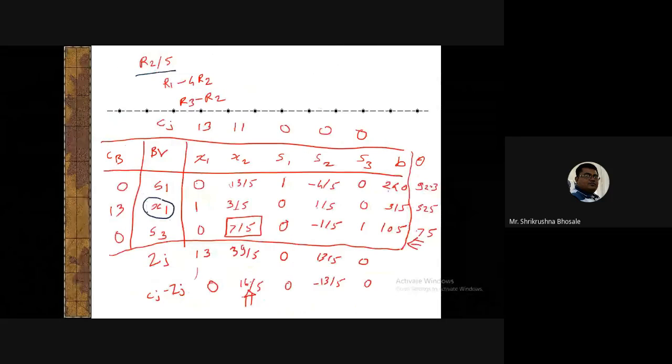Once this second row is made completely with that division by 5, then the new b value I have connected here, and the x1 coefficient is 13 in this z equation. What is our z equation? Z equation is 13x1 plus 11x2 plus 0 s1 plus 0 s2 plus 0 s3. So the x1 coefficient is 13. That's why that 13 is written this side.